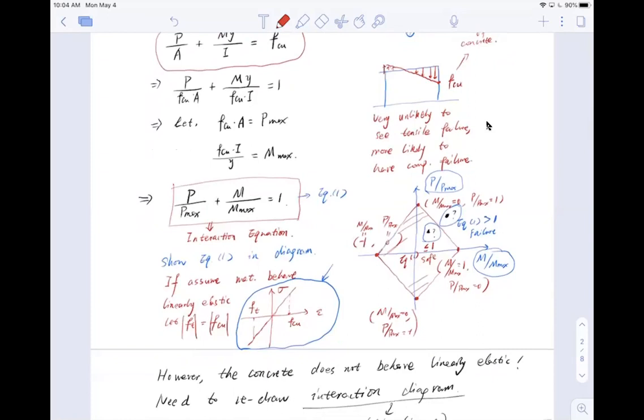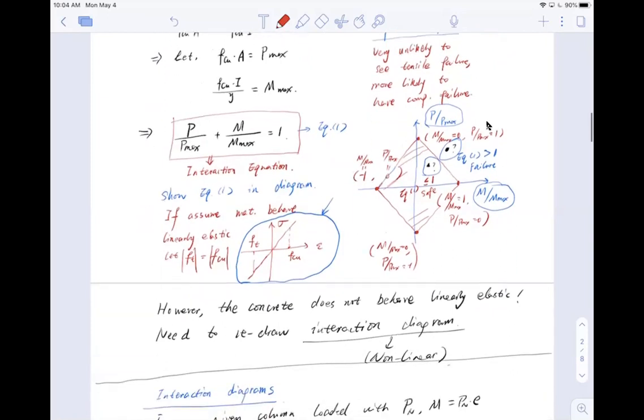Diagram right here. That is because we assume the material is linearly elastic. I say this again, I cannot stress enough: this is linearly elastic. We use this diagram for illustration.